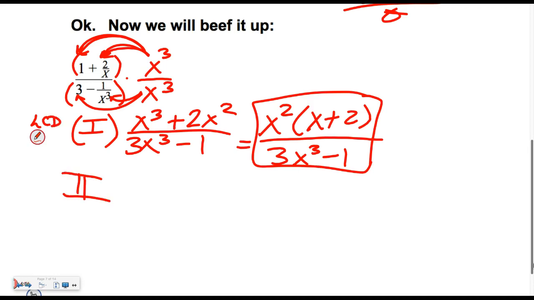Method 2 is what I like to call crisscross applesauce. And I'm going to go back to about 4th grade. I'm going to do 2/3 plus 4/5, but I'm going to do it different than you've been taught. How are you taught to add fractions?